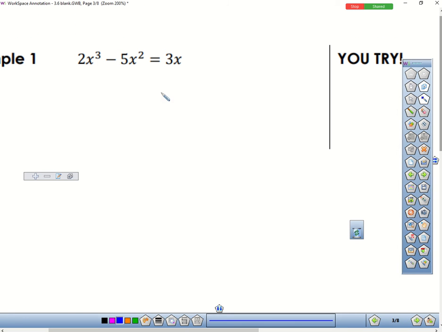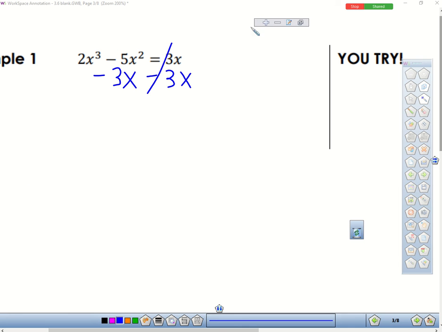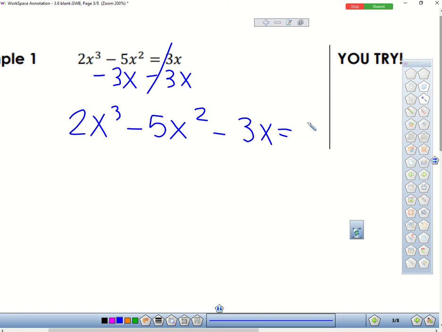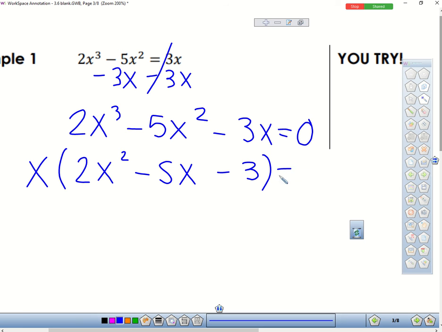For the first example, the first thing we're going to do is move the 3x to the other side. So go ahead and subtract that 3x. When you do that, you're going to end up with 2x to the third minus 5x squared minus 3x equal to 0. Your goal now is to see if we can factor something out as a GCF. Do you guys see anything that we could factor out? Yes, good. We can factor out an x from each term, and this becomes x times 2x squared minus 5x minus 3 equals 0.